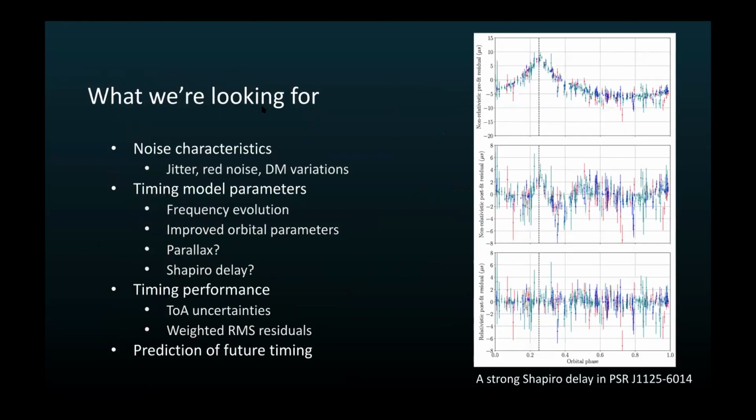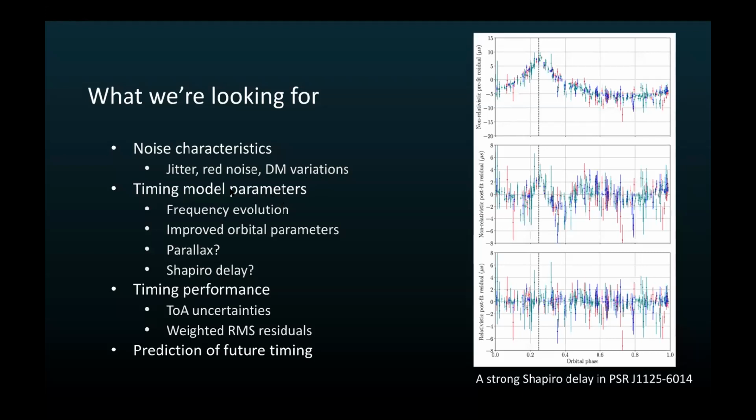So again, this is what we're looking for. The timing model includes the deterministic terms about the pulsar, and there's also a noise model that goes with that. So the noise characteristics include jitter, which was introduced in Ryan's talk. This is pulse-shape variations from observation to observation. Red noise, which is also called timing noise and spin noise, is intrinsic instability in the pulsar's rotation, and then there are dispersion measure variations. So these are the primary noise sources that we will be searching for.